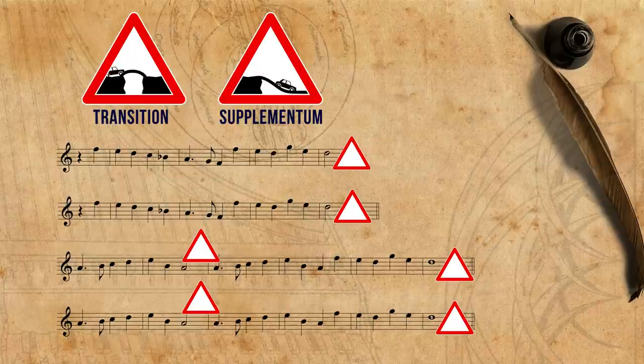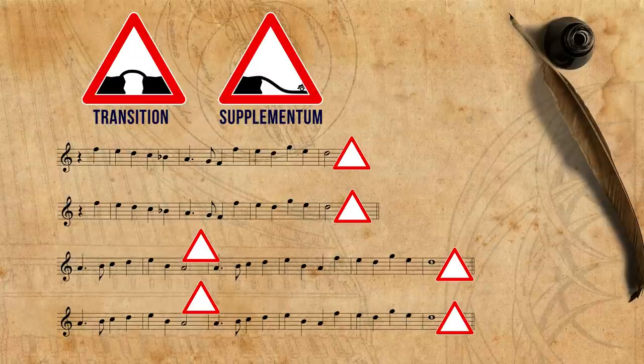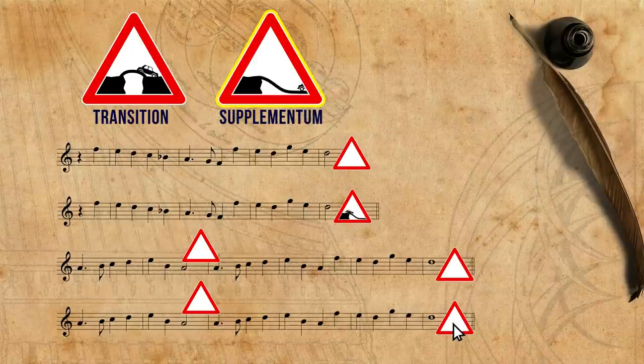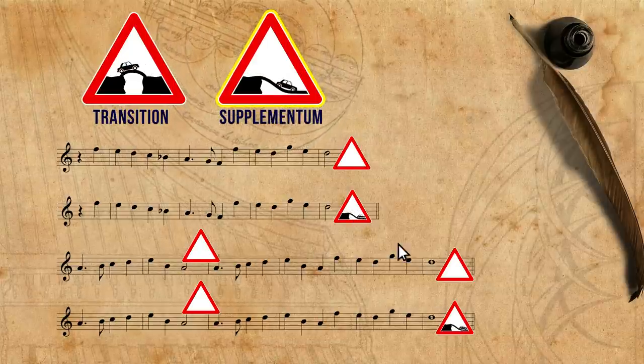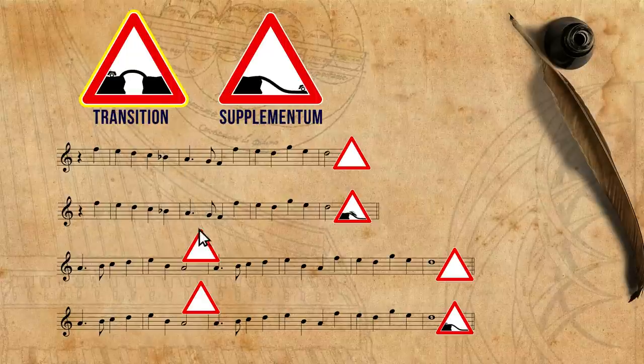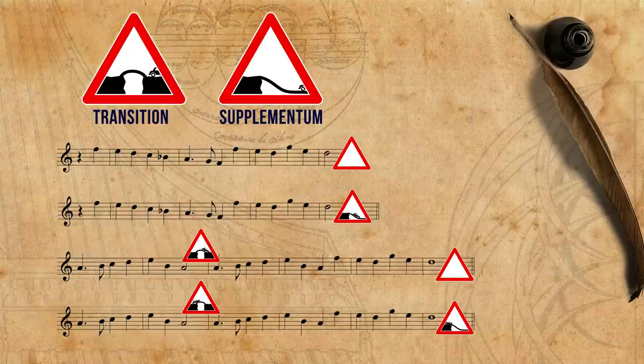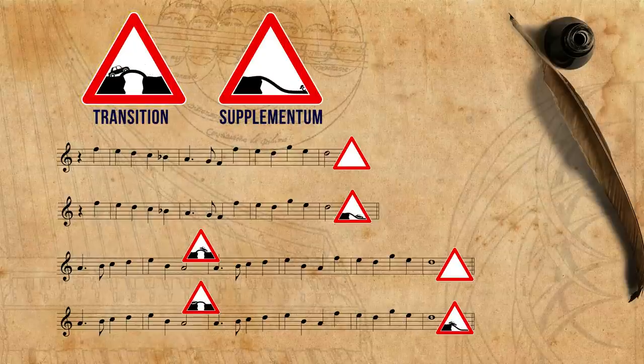If we examine his choices in all of the six variations of the piece, we see that at the end of the A parts, as well as the very end, there is always a supplementum, and that between the repeated phrases of the B parts, there is always a transition, in an attempt to blur these gaps. Notice these details when listening to the piece.